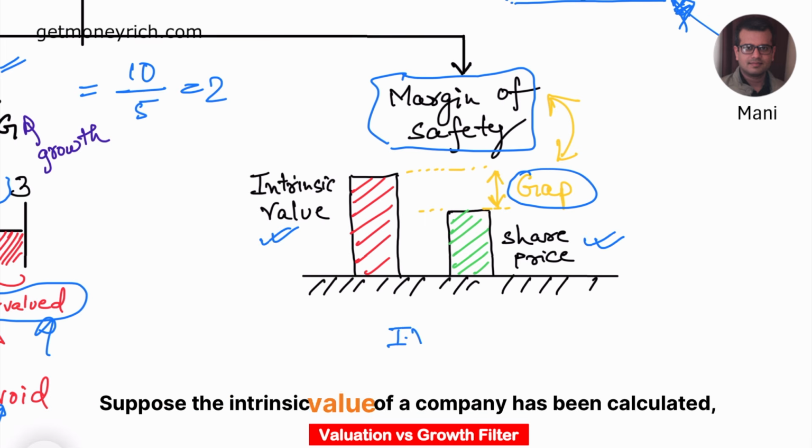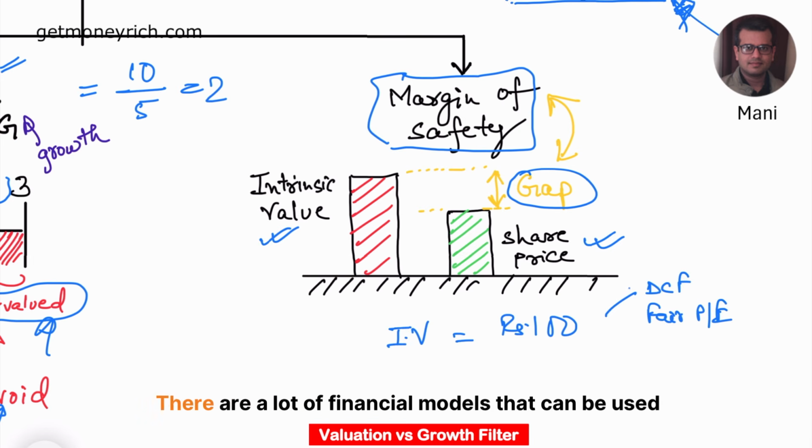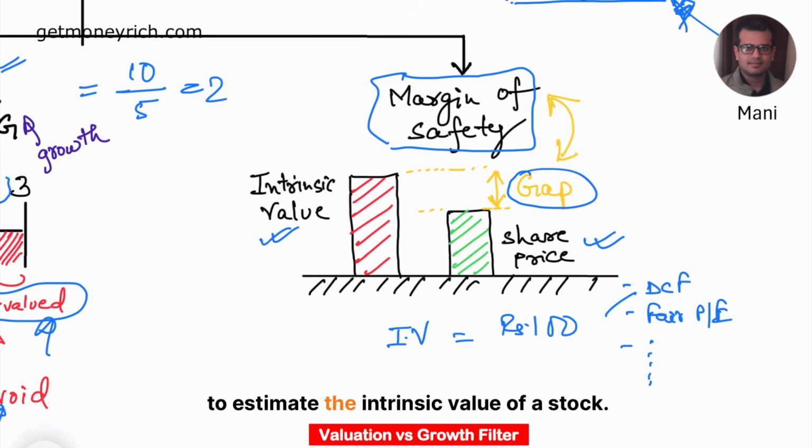Suppose the intrinsic value of a company has been calculated, let's say it is rupees 100. And how can we calculate intrinsic value? We can do a DCF analysis, we can do a fair PE analysis. There are a lot of financial models that can be used to estimate the intrinsic value of a stock. The most common one that we use is DCF analysis.